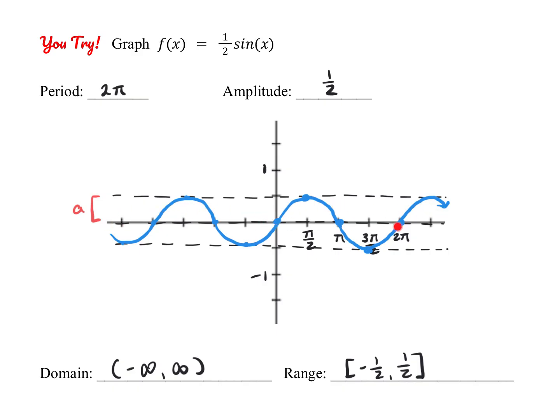So again, the midline is still at 0. I go up 1/2 and down 1/2 to find my max and min. And then I simply follow my pattern. And my range is now -1/2 to 1/2.